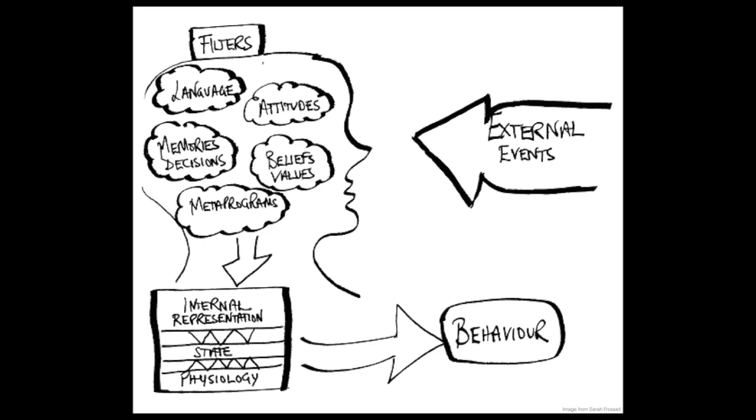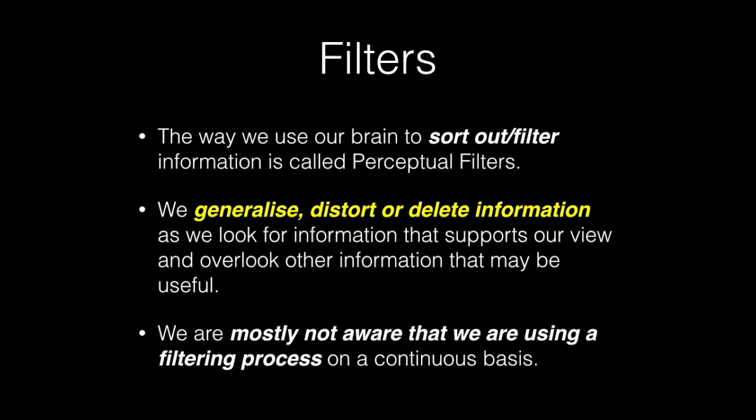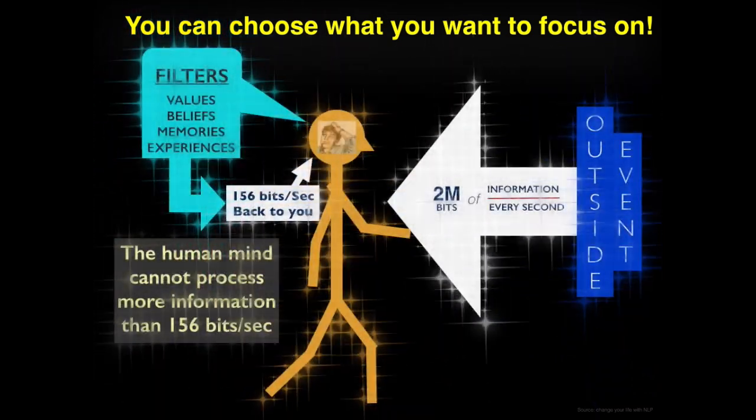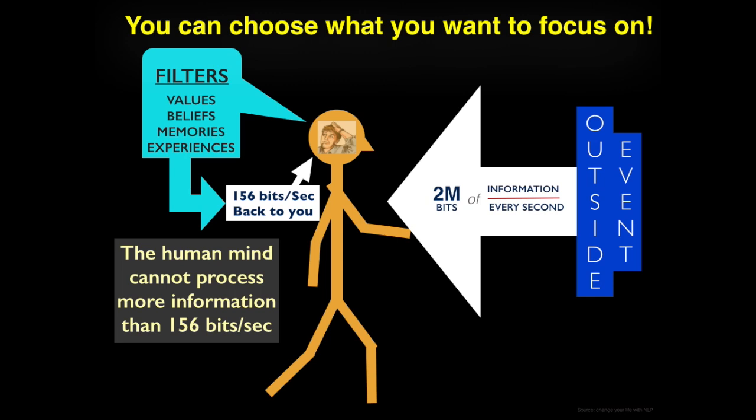Okay. There's a quick recap of what I said earlier. We use filters to sort and filter information. We generalize, distort and delete information, and we're mostly not aware we're using these filtering processes. But the fantastic thing is you can choose what you want to focus on. Remember the analogy we came out with? 2 million bits of information go in, the filters come out, 156 comes in to us, and therefore we create an external event.